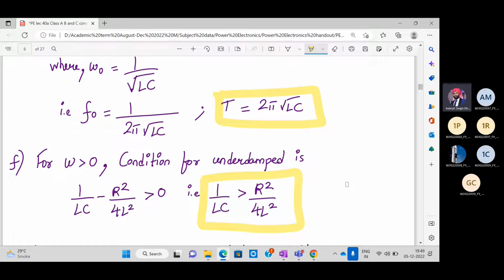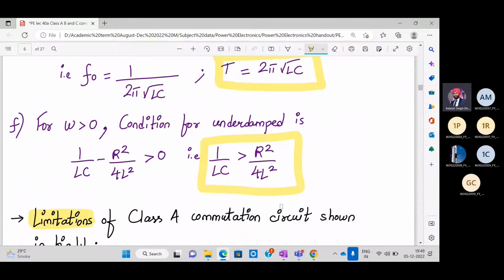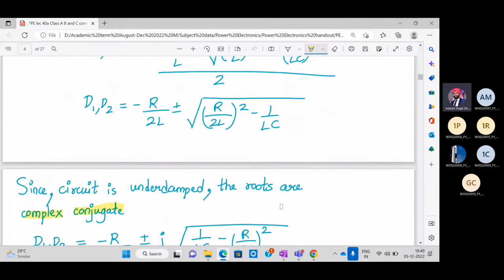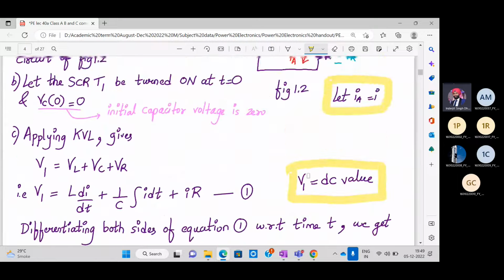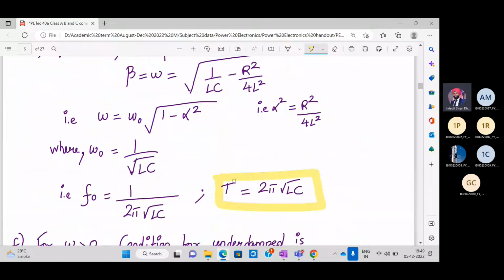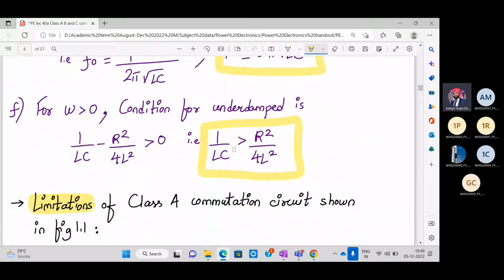And what is the condition for underdamped oscillations? Omega should be greater than 0. That means if you satisfy this condition, that is 1/LC to be greater than R²/4L², then definitely it will be an underdamped oscillator. It will be behaving like a resonance circuit. Okay. So only the formulas that I have marked in yellow color boxes are required: equation number 3, then this equation for T, then this condition for underdamped resonance.